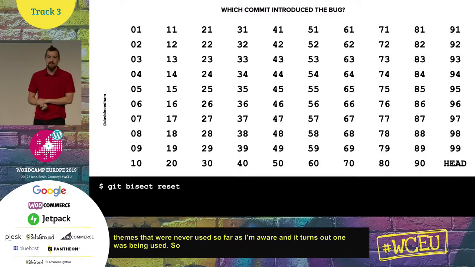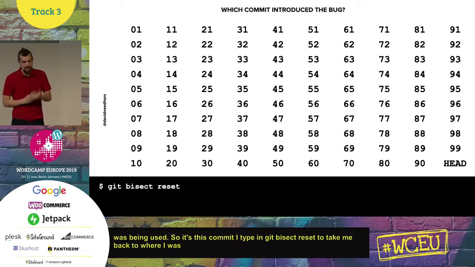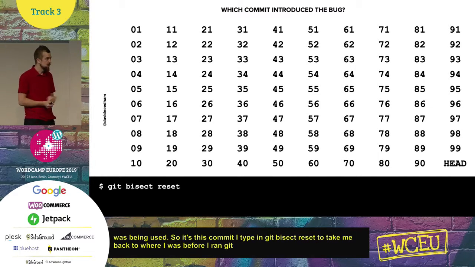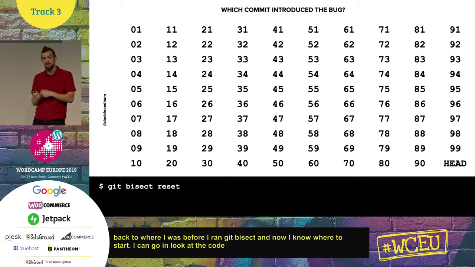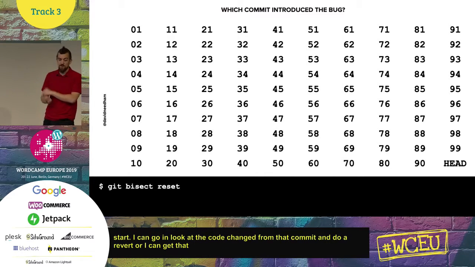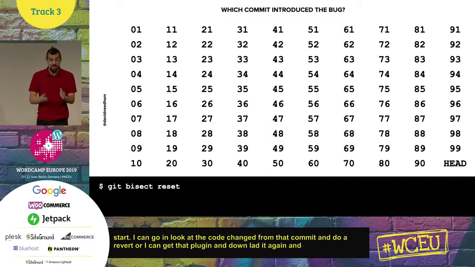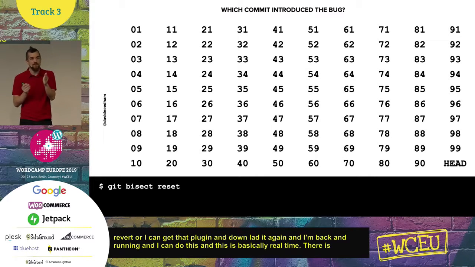I type in git bisect reset to take me back to where I was before I ran git bisect. And now I know where to start. I can go in, look at the code that was changed in that commit, and either do a revert, or I can go get that plugin and download it again, and I'm back and running. And this is basically real time. There's no processing or waiting for a loading screen or anything.